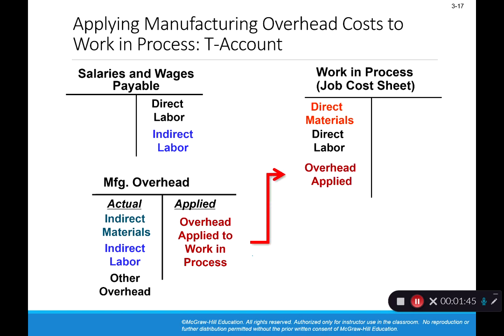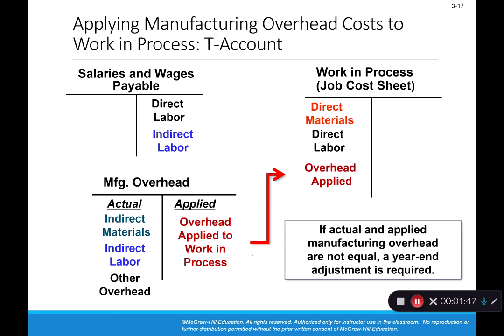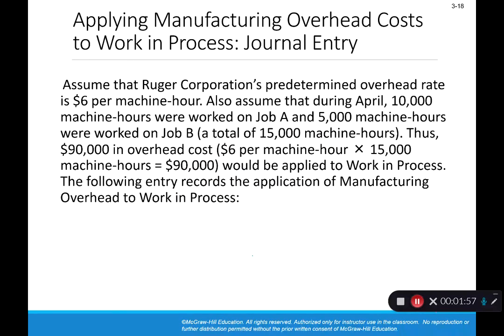Now what happens? Well, we've got our direct materials and direct labor into WIP. Now we need to apply our overhead into WIP. We're going to do that using our predetermined overhead rate. So assume Ruger uses a predetermined overhead rate of 6 per machine hour. We determined how to calculate that back in Chapter 2.